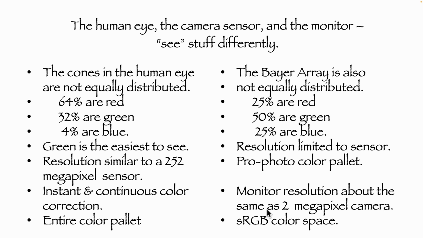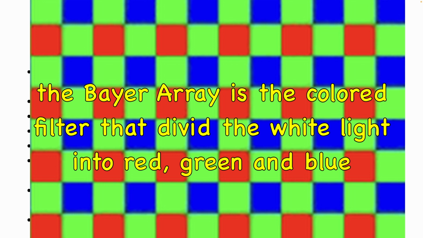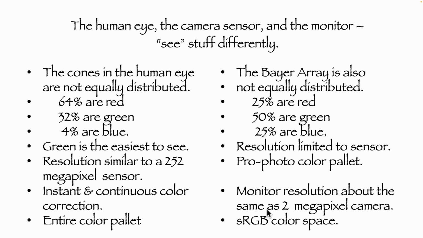A Bayer array is where I showed you that there were little colored pieces of plastic, red, green, and blue, that change the white light into signals that can go on the sensors. That's the array that makes that separation. Okay. So the little Canon camera that I showed you is 1/10 the resolution of what my eye is. And our cameras see a smaller color grouping than our eyes can see.